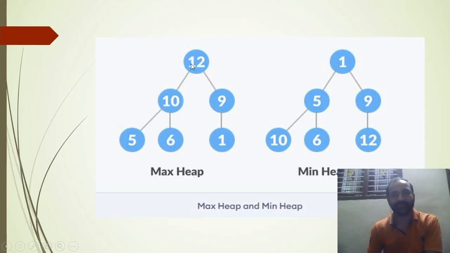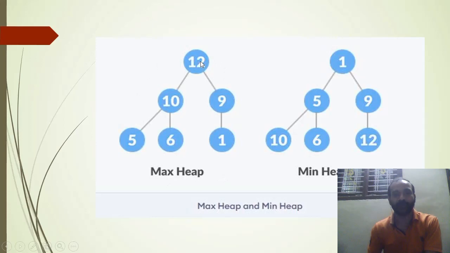See here, this is 12, and 12 has two children, one is 10 and another one is 9. Both 10 and 9 are less than 12. And again 10 has 5 and 6 as children, so both children are less than 10. And 9 has only one child, so this 1 is less than 9. So that's why we can call this a max heap.